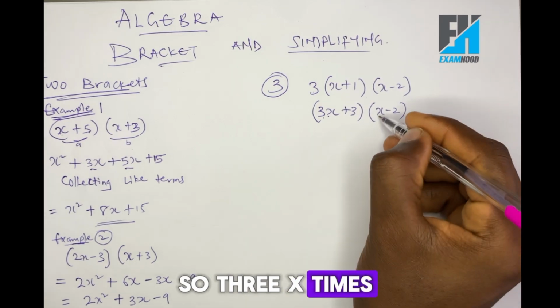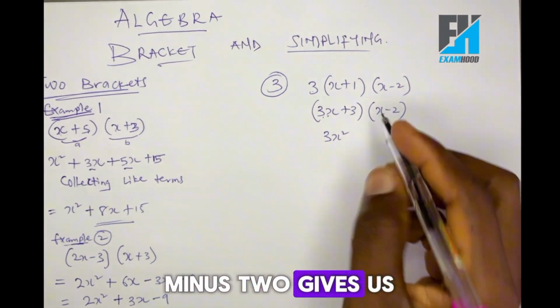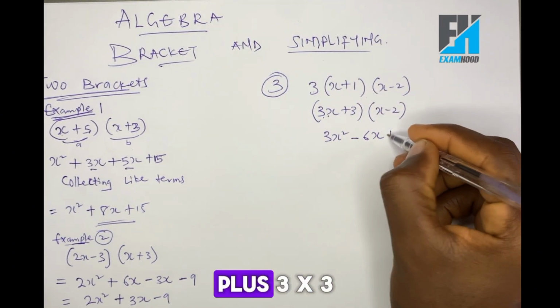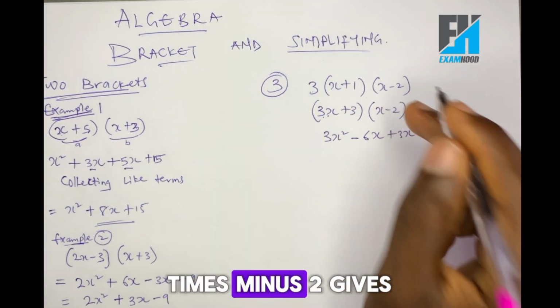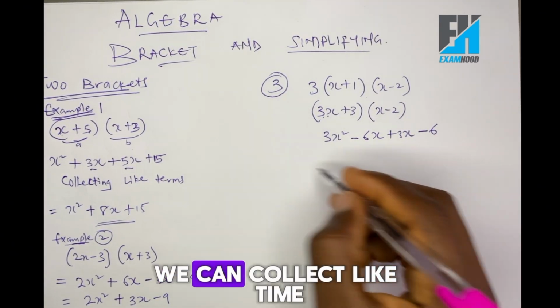So 3x times x gives us 3x squared. Then 3x times minus 2 gives us minus 6x. 3 times x gives us plus 3x. 3 times minus 2 gives us minus 6, right? Then we can collect like terms.